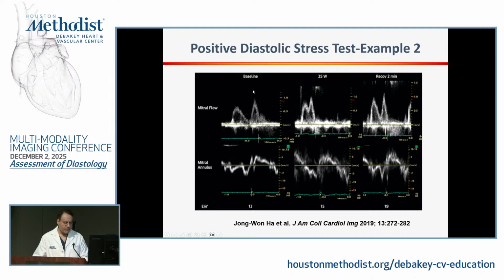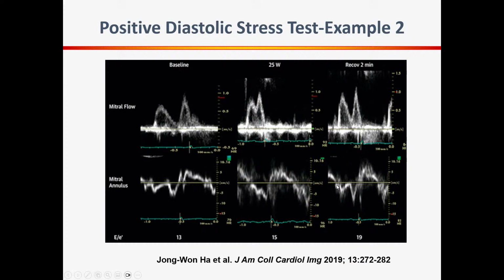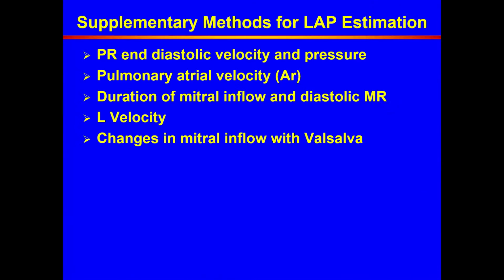Another example of a patient at 25 watts and recovery at 2 minutes. Notice the increase in E to A ratio, and more important, the peak E velocity approaching 1, and the septal E prime velocity remains reduced, less than 5. So we end up with a ratio of at least 20 at peak exercise compared to baseline, when that ratio was normal.